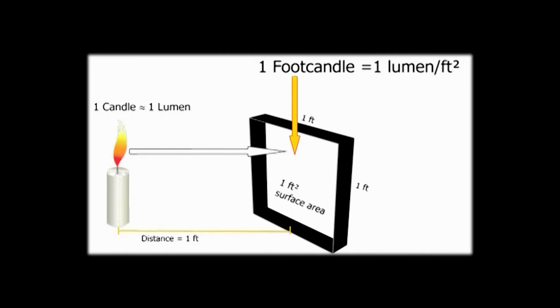Luminance is a measure of intensity of illumination on a surface. Luminance is measured in foot candles or lux. A foot candle is defined as the amount of light received by a 1 square foot surface area which is 1 foot away from a candle of a certain type.